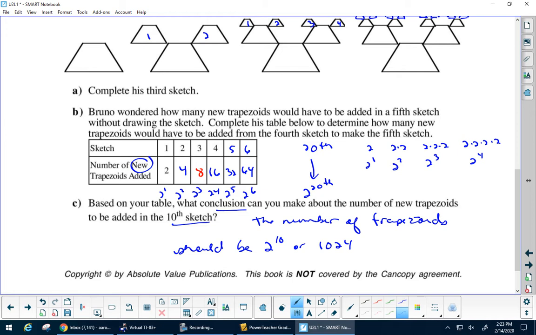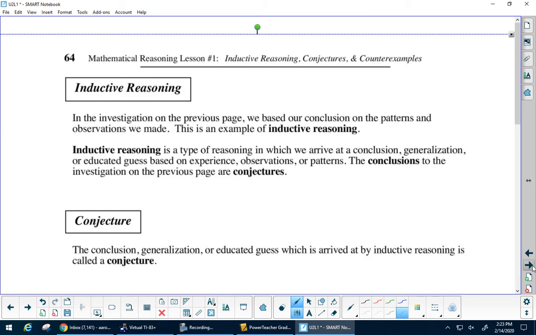Okay, so believe it or not, what we've been using is called inductive reasoning. Now, what is inductive reasoning? Inductive reasoning, let's just read along right here, is a type of reasoning in which we arrive at a conclusion, generalization, or educated guess based on experience, observations, or patterns. The conclusions are called conjectures. We're not going to use the word conclusion anymore.